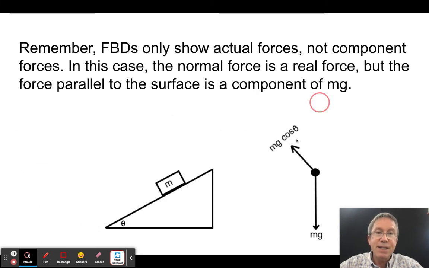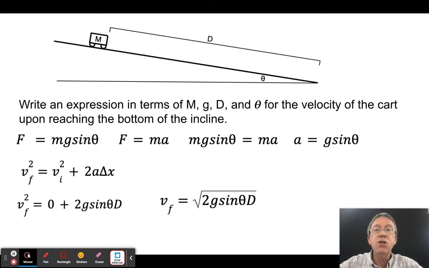Now, that said, we need to keep in mind that when we draw free body diagrams, we can't draw component forces. Gravity is going this way with mg, and the normal force is a real force, so mg cosine theta is real. But this one here is just a component of this one here, so I can't put that. This one is a real force exerted by the ramp this way, but there's no actual object putting a force on it this way. So I have to be careful in drawing free body diagrams not to draw this as a force.